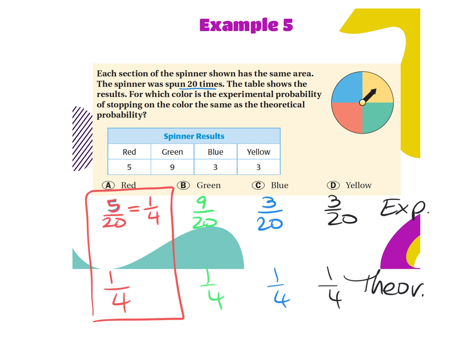Now, one thing that could affect your experiment is, let's say your spinner was on a tilted table, and let's say it was tilted more towards the green section of the spinner, and maybe that's why green came up more often. Or, maybe there was something on there that slowed it down. So there's different things in the environment that could affect your experimental probability. So that's why it doesn't come out to be what you think should happen.